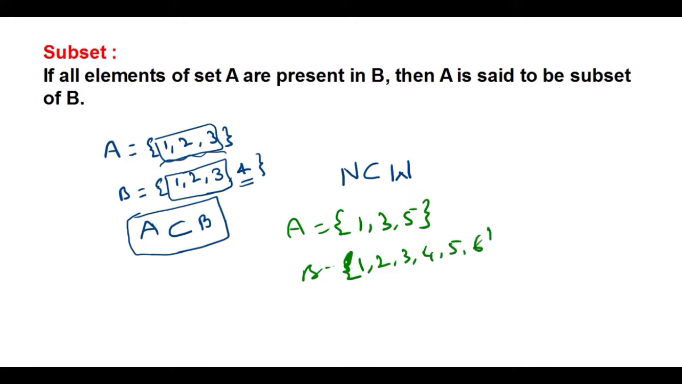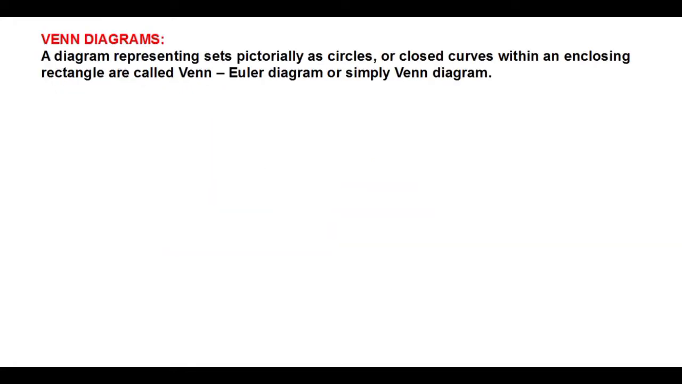Okay, then we can say here A is a subset of B, because all the elements of A are in set B. Of course we have some more elements in set B, that is 2, 4, 6, but 1, 3, 5 is there in this set, so we call A a subset of B. Okay, the next one, Venn diagrams.